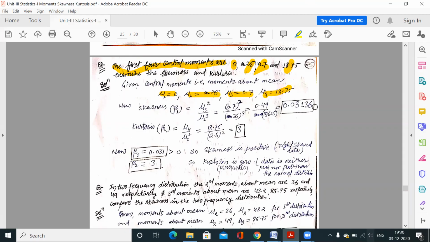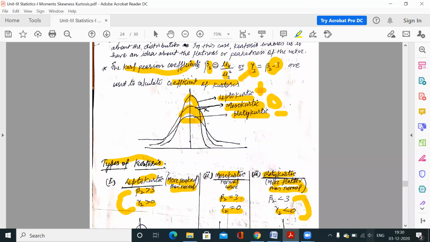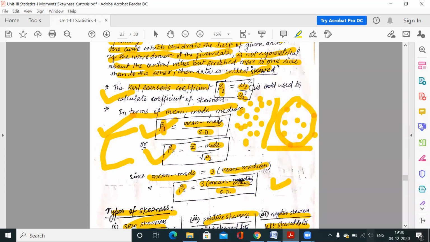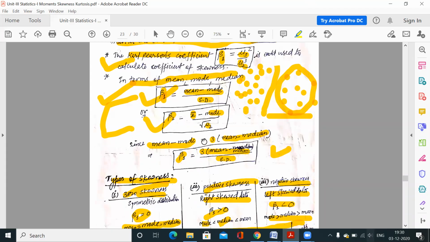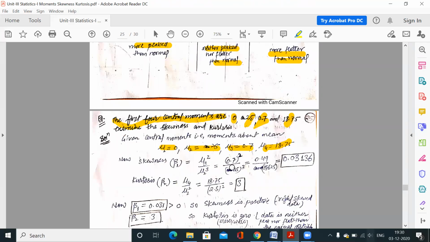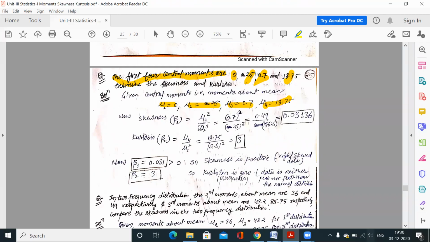Because we know the moments, we will use the moments formula. For kurtosis we know the moments formula only, but for skewness, one formula is in terms of moments, and other formulas are in terms of mean, mode, standard deviation. For those we would need to calculate mean, mode and standard deviation, but we can directly apply the moments formula because we know the moments. So the skewness coefficient is beta 1, which is mu3 square by mu2 cube. What is mu3? 0.7. So 0.7 square divided by mu2, 2.5 cube. Based on this it is 0.03.